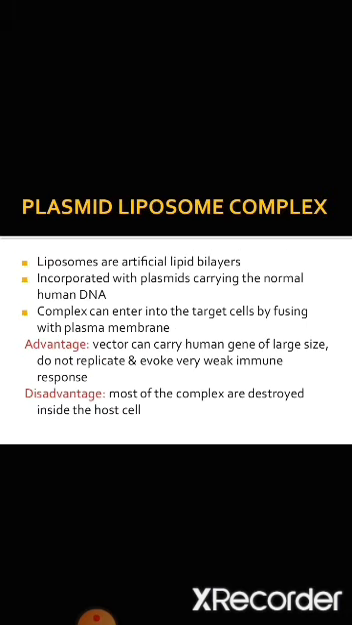Next one is plasmid liposome complex. So what are liposomes? They are artificial lipid bilayers. These liposomes are incorporated with plasmids carrying the normal human DNA. This plasmid liposome complex can enter into the target cell by fusing with the plasma membrane. Advantages: it can carry human genes of large size, they do not replicate and they will evoke only a very weak immune response. Disadvantages: most of the complex are destroyed inside the host cell.